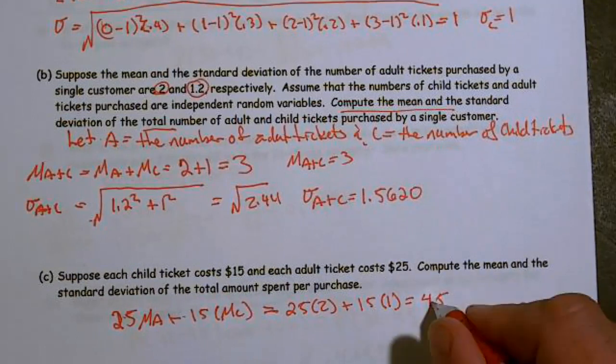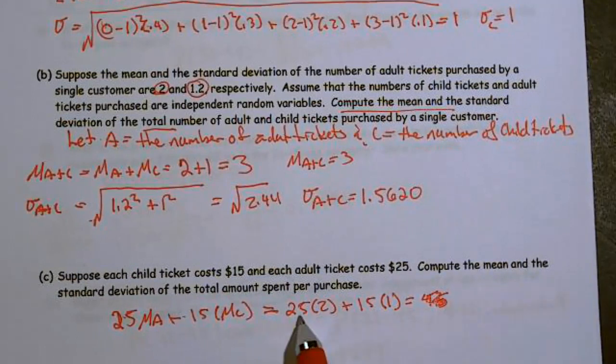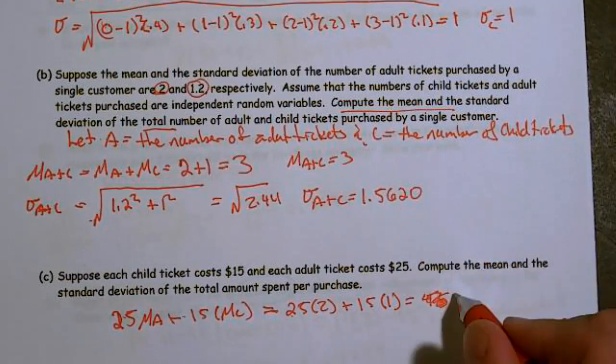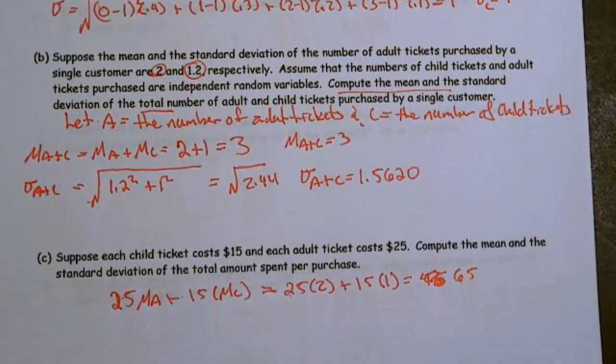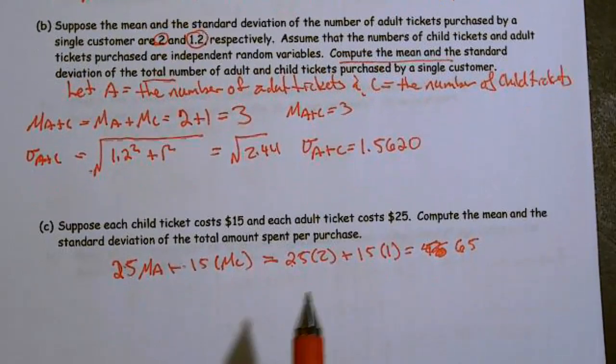I'm sorry, I can't even add this morning. 25 times 2 is 50, plus 15 is $65, not 45. I don't know what I was thinking. I guess I'm probably thinking about tacos.